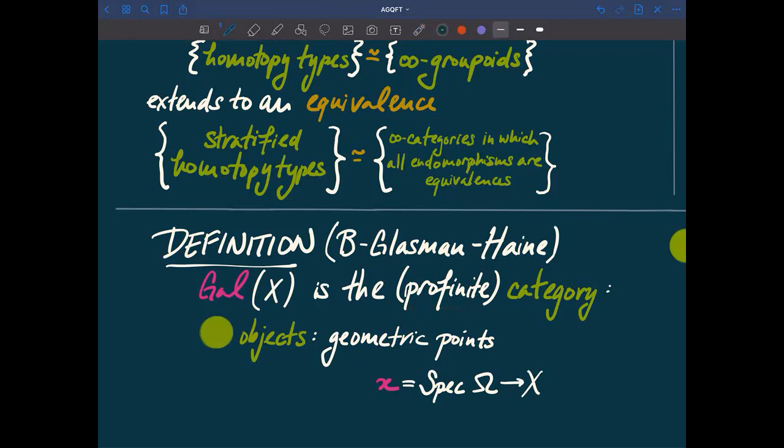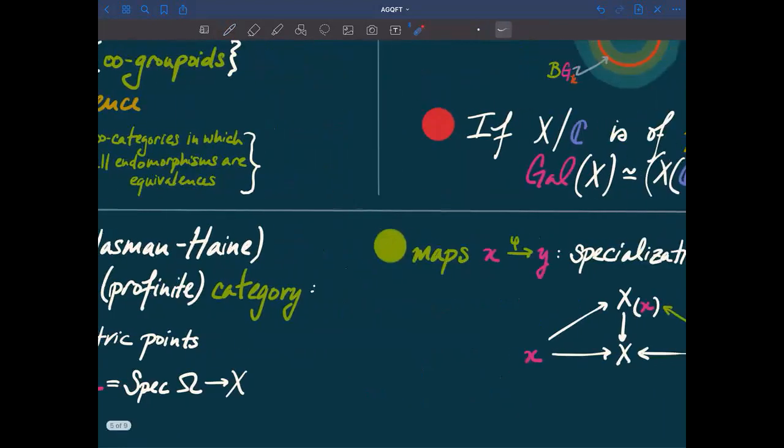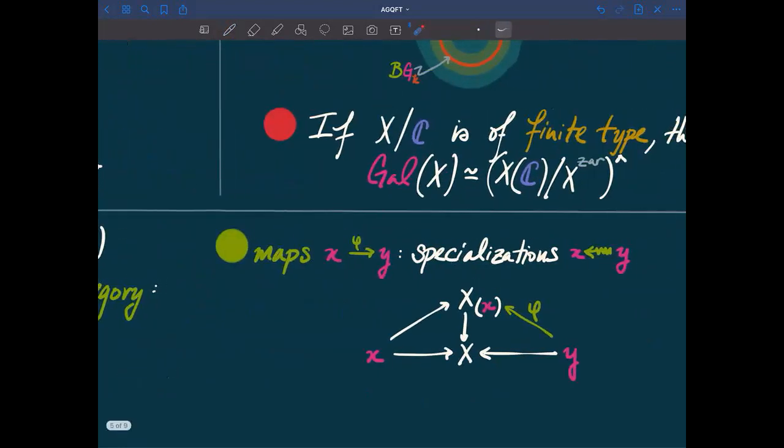So the objects are geometric points. For me, a geometric point means that omega here is the separable closure of its image point in X. So that's an object of this category. A morphism from a geometric point X to a geometric point Y is a generalization from X to Y, or if you like, it's a specialization from Y to X.